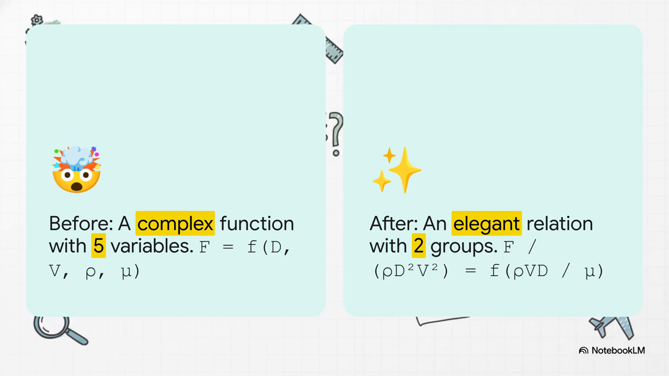Just look at this transformation. On the left, we had that messy function where the drag force depended on 4 other things. But on the right, look how clean that is. It's an elegant relationship between just 2 new groups. That first group on the left side of the function, that's what engineers call the drag coefficient. And the group on the right, that's the one and only Reynolds number, a super important value in fluid dynamics that basically tells you if the fluid flow is going to be smooth and orderly or chaotic and turbulent. Think about it. We've gone from 5 separate variables down to a relationship between just 2 incredibly powerful and meaningful groups.